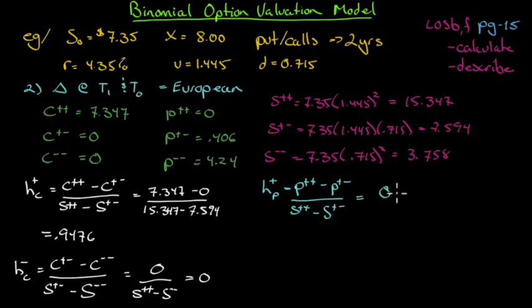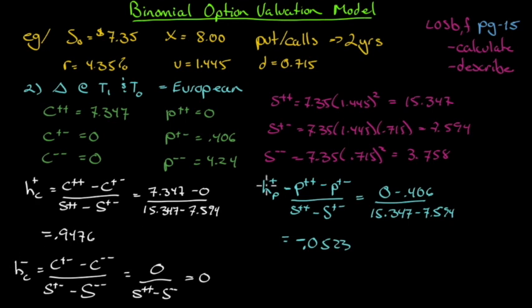Let's go. 0 minus 0.406 over 15.347 minus 7.594 gives us negative 0.0523. So when we use delta, we don't actually say that we have negative delta. We will say delta equals negative this. So remember that wrapped up inside our delta is a negative number.